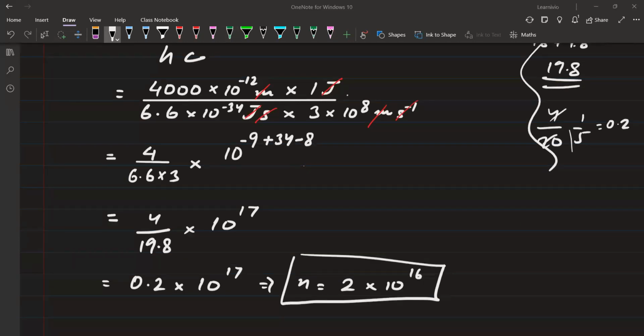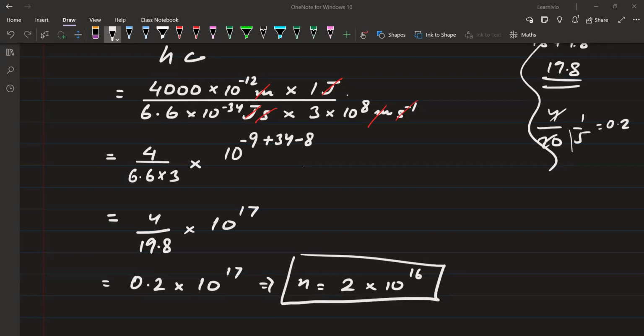Hashid, I did not receive your answer by the way. What was the reason, Hashid? Yes, Hashid, I did not receive 4 divided by 19.8 into 10 power 17. You got that, but you did not go further. No, sir, I was doing the calculations. But you will need to be quicker, okay? Yes, sir.